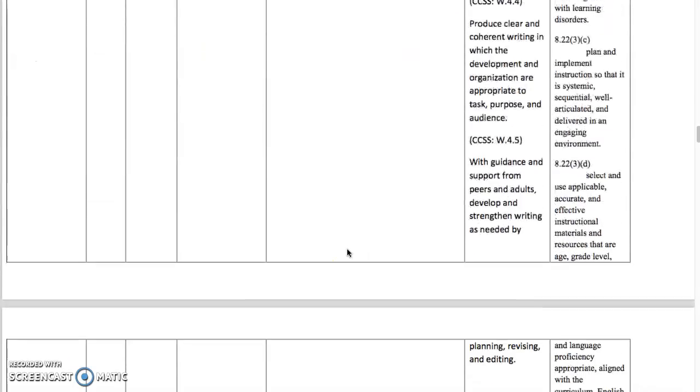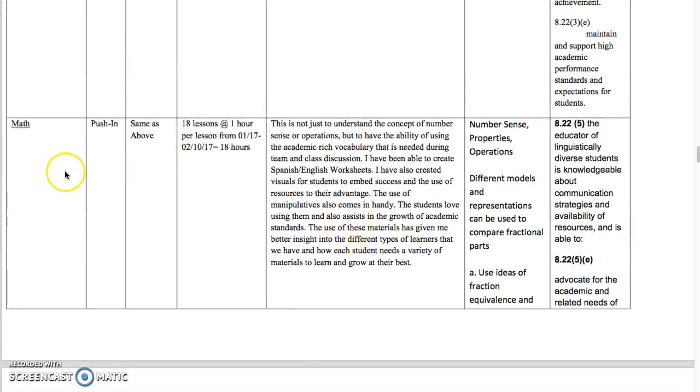Then continuing down, we have a math push in, same students. I did 18 lessons at an hour per lesson, so that equaled a total of 18 hours. So again, here I've embedded visuals for certain students and pulled multiple resources. I used manipulatives for the students that needed them. I had multiple sources of media for them if they needed it.